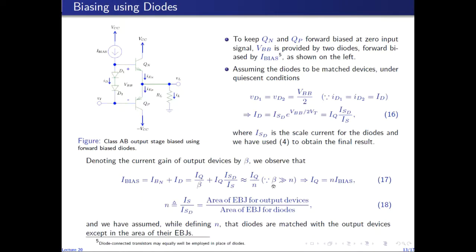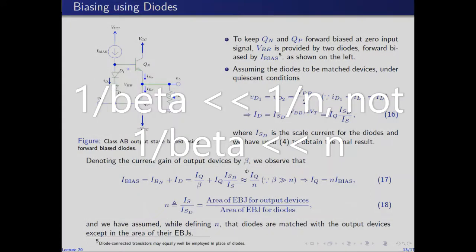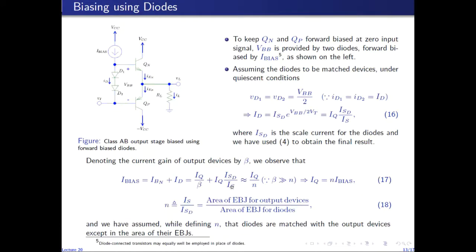Usually and typically beta is much greater than N. So 1 over beta will be much smaller than 1 over N. So 1 over beta plus 1 over N can be approximated as 1 over N. So we'll get IQ over N as an approximation to the biasing current I bias, which gives us the quiescent current in terms of I bias through N. So IQ, from this equation, is equal to N times I bias, where this is how we have defined N.